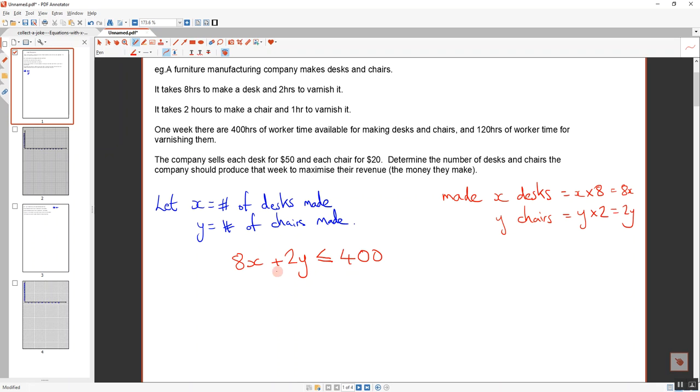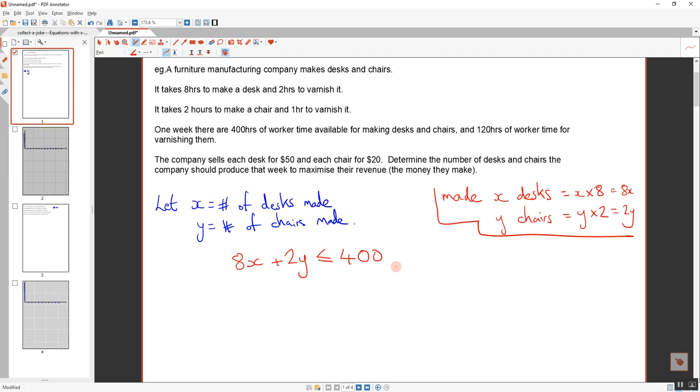Okay, so we're saying that if we're making x desks at 8 hours a desk and y chairs at 2 hours a chair, the time that it takes me has to be less than or equal to 400 hours, okay? Should we write that? Yeah, write that bit down. We don't write that part. You don't need to write this bit.